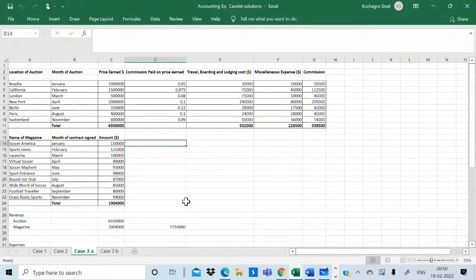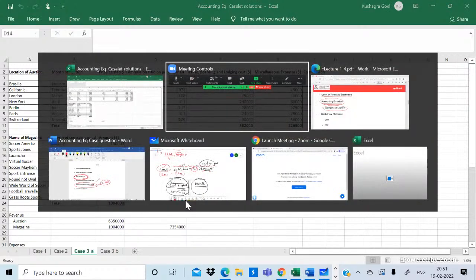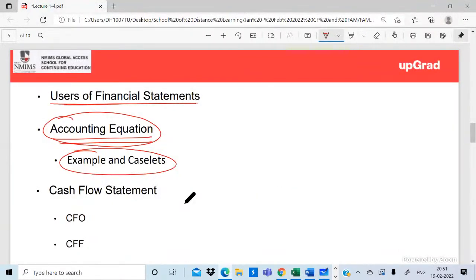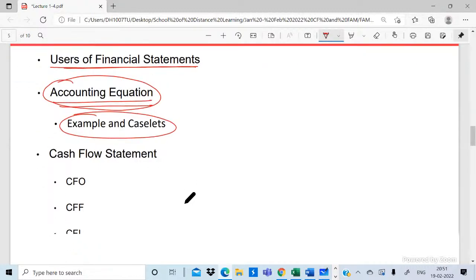Any questions with respect to this third case before we move to the last part, which is your cash flow statement? Any doubt with this? Otherwise, you move to the cash flow statement. Okay. Then let's look at the cash flow statement.